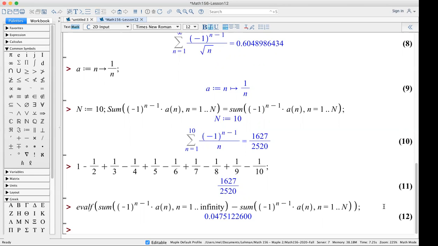So the important theorem about alternating series tells us that if you take S as the infinite sum minus the partial sum of just the first n terms, and you take the absolute value of that, because it can be positive or negative, that's always less than the nth term of the series.